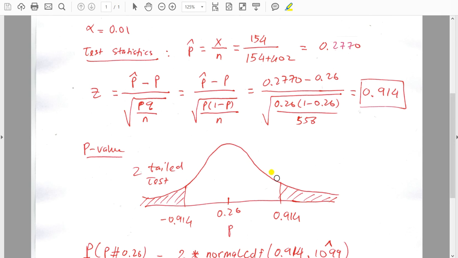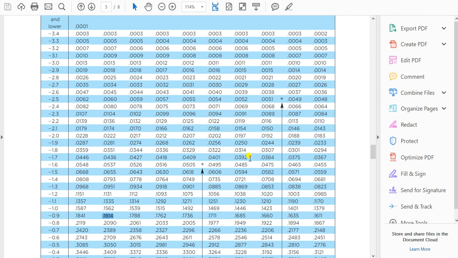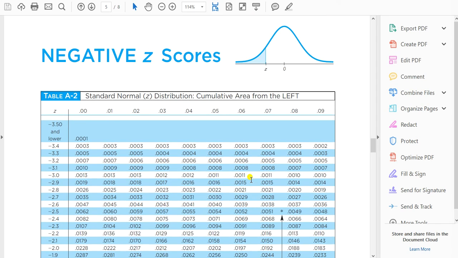Now, how to find the area under the curve? You can use the table, I believe table A2. So let me go back to the table here. Now this table is the negative z-score.